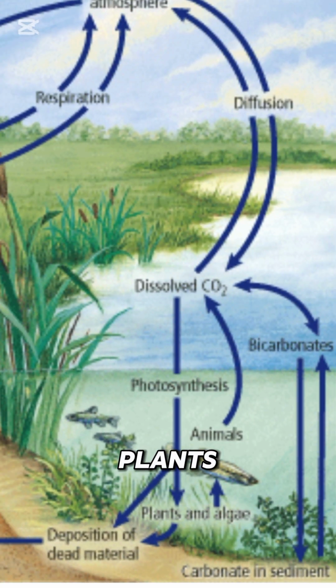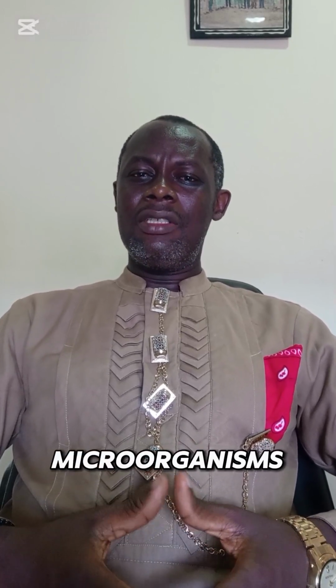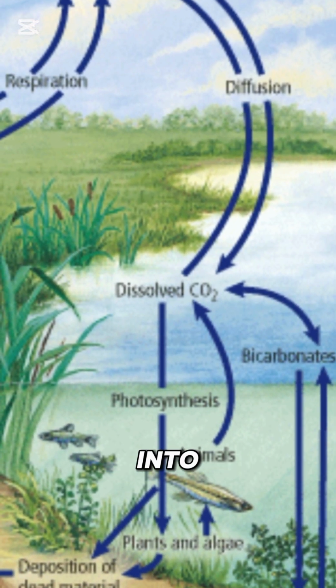When plants and animals die, the carbon is introduced into the water. Also, when animals defecate, they introduce carbon into the water. The carbon that is introduced into the water is eventually decomposed by microorganisms. The decomposition by microorganisms converts the carbon stored in these organisms into carbon dioxide, which is returned to the water and to the atmosphere.